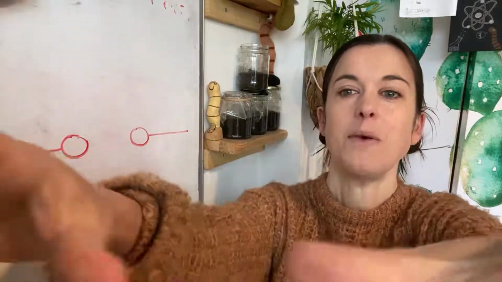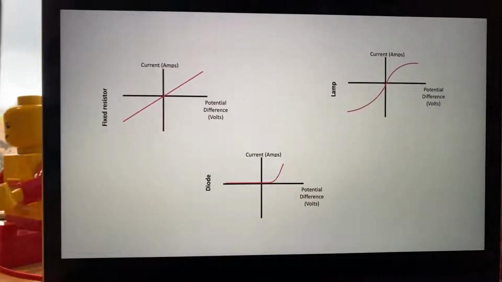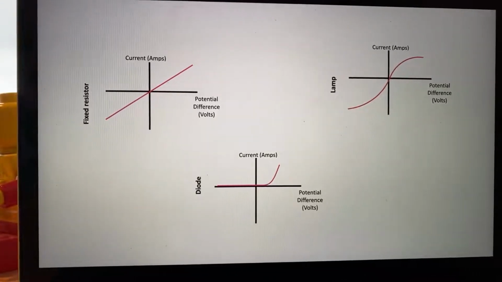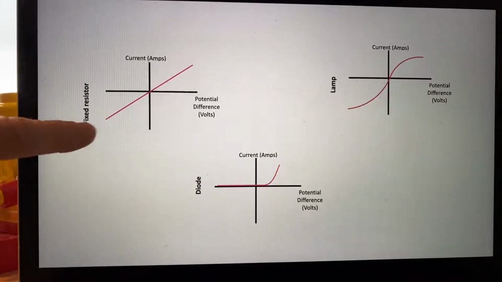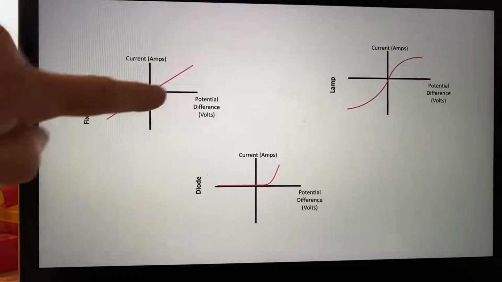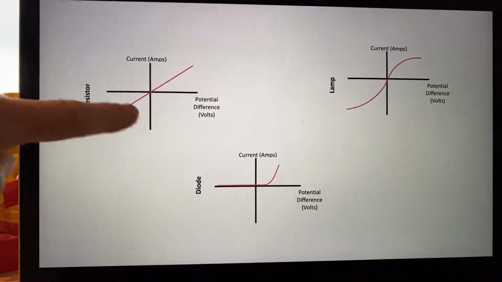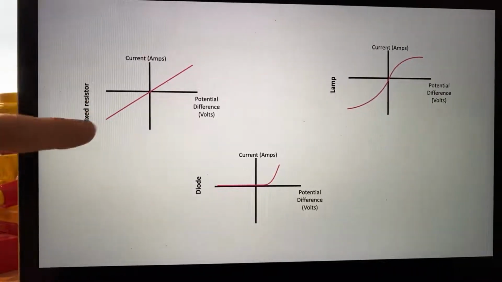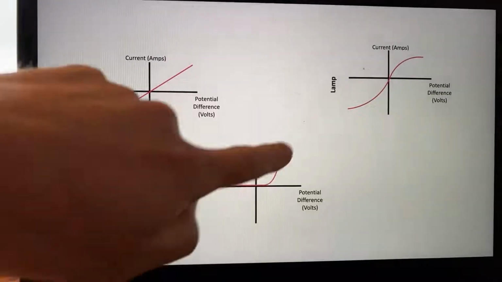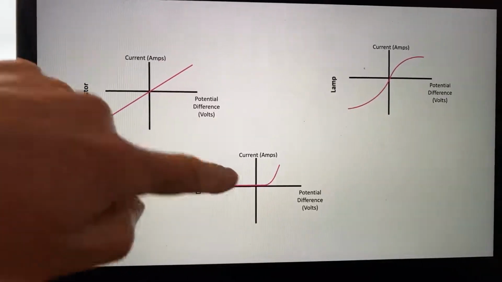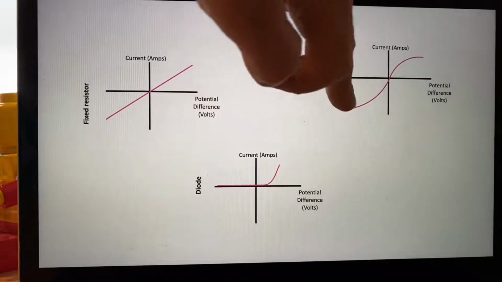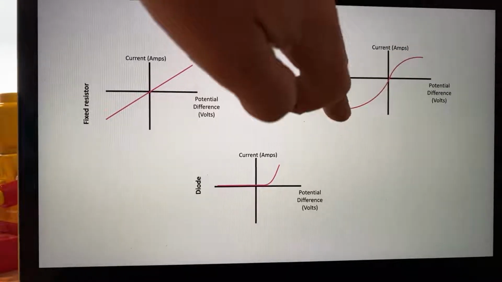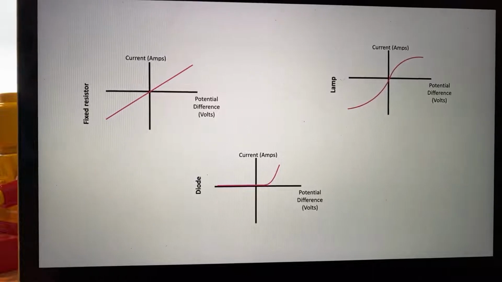Okay, so last week we were looking at what happens if you built that circuit correctly and collected a load of different voltages and currents. You could plot them on a graph and you get these different graphs. So you can see a fixed resistor: when the current doubles, the voltage doubles, when the voltage triples, the current triples. So it's a directly proportional relationship, a straight line. And diodes don't do anything in the negative direction. There's no current flowing. And lamps, as they get warm, their resistance increases because there are more collisions. So they do a funny S-shaped thing.